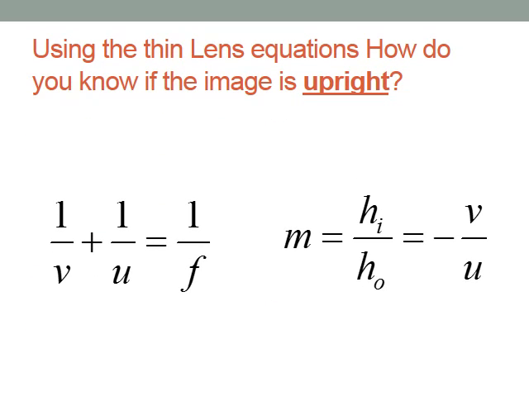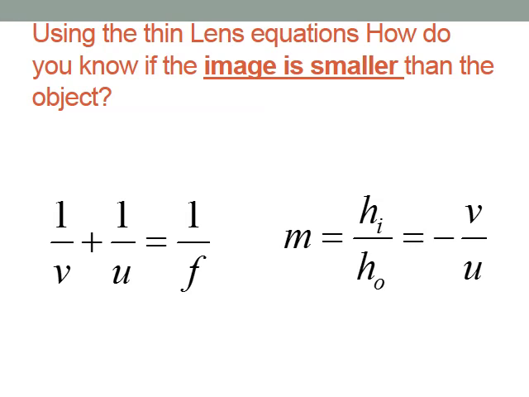How can you tell using the thin lens equations whether your image is upright? The answer is that the height of the image will be positive when it's upright, and it's negative when it's upside down.